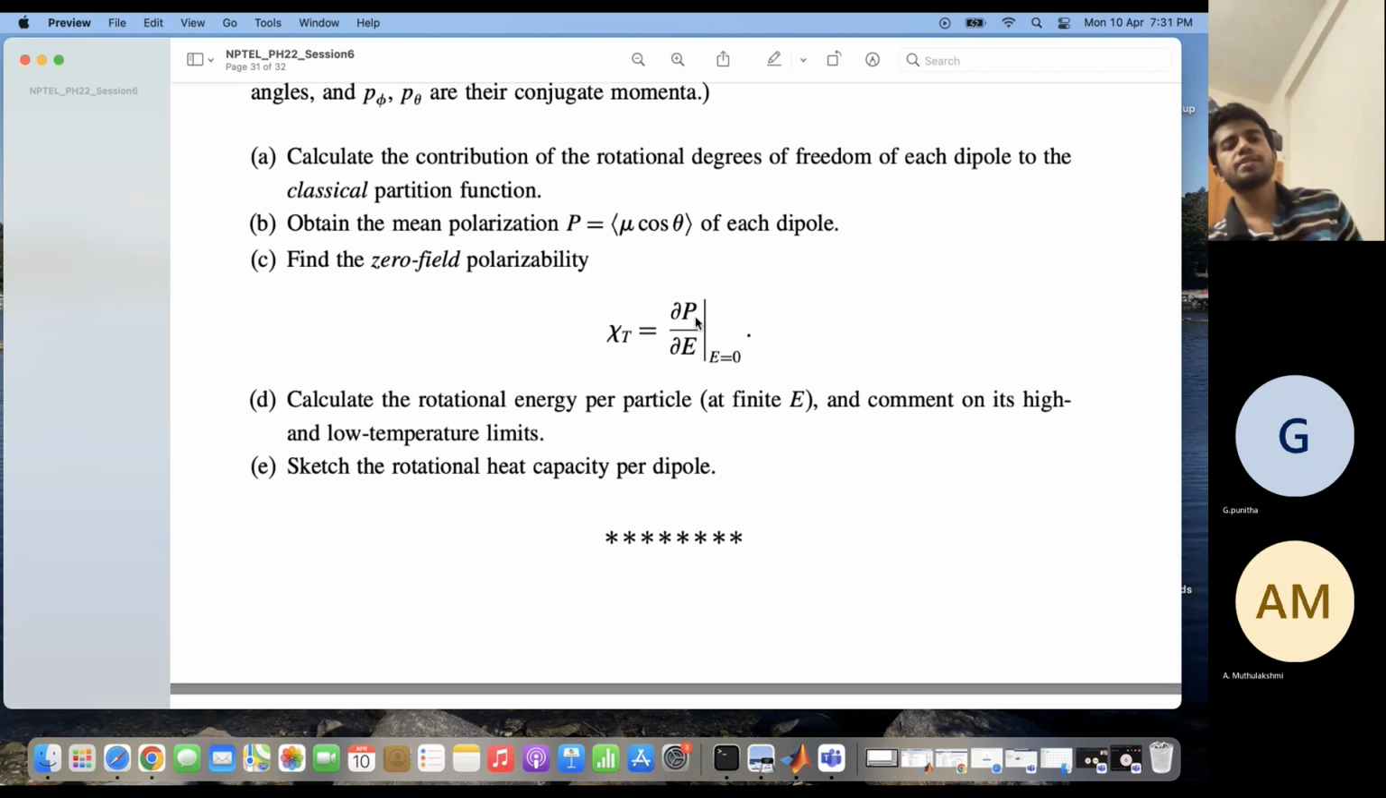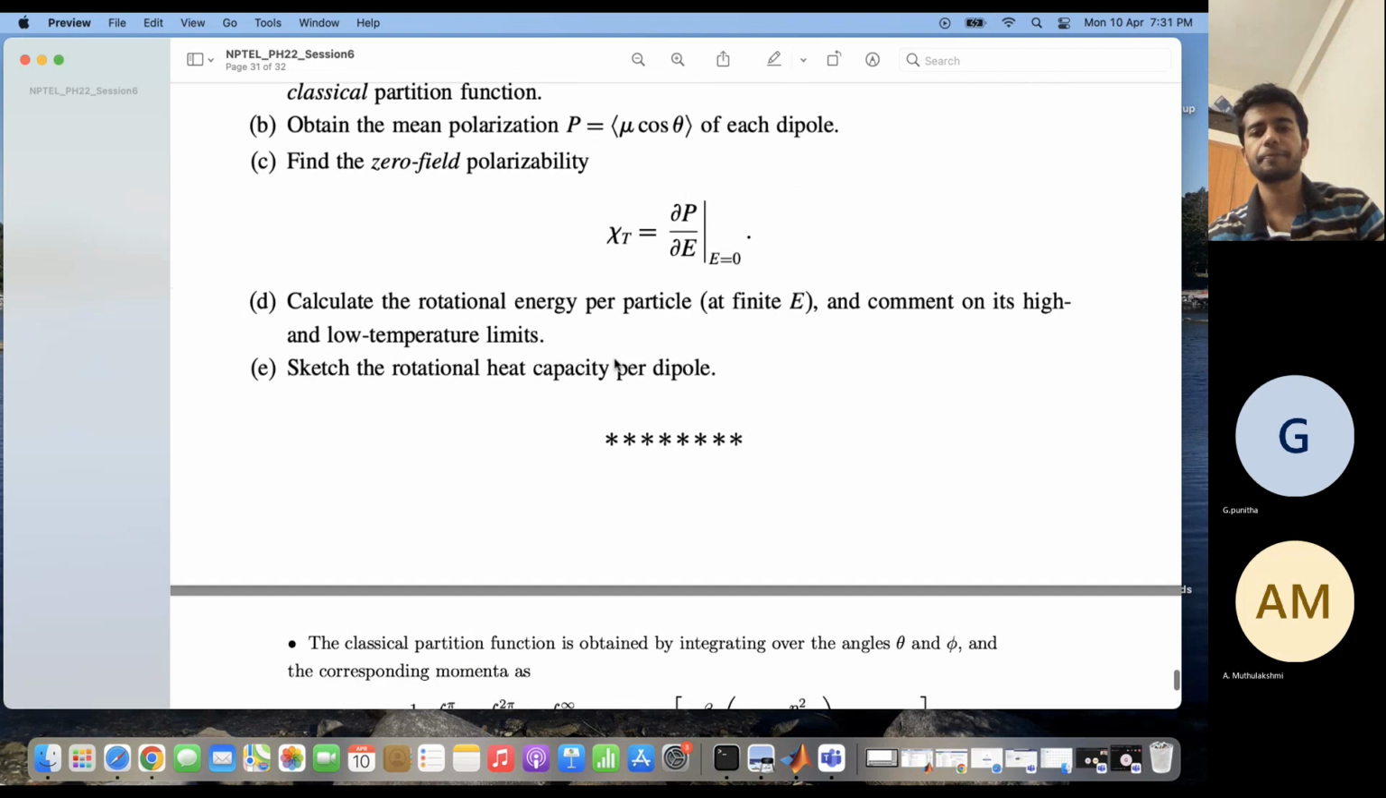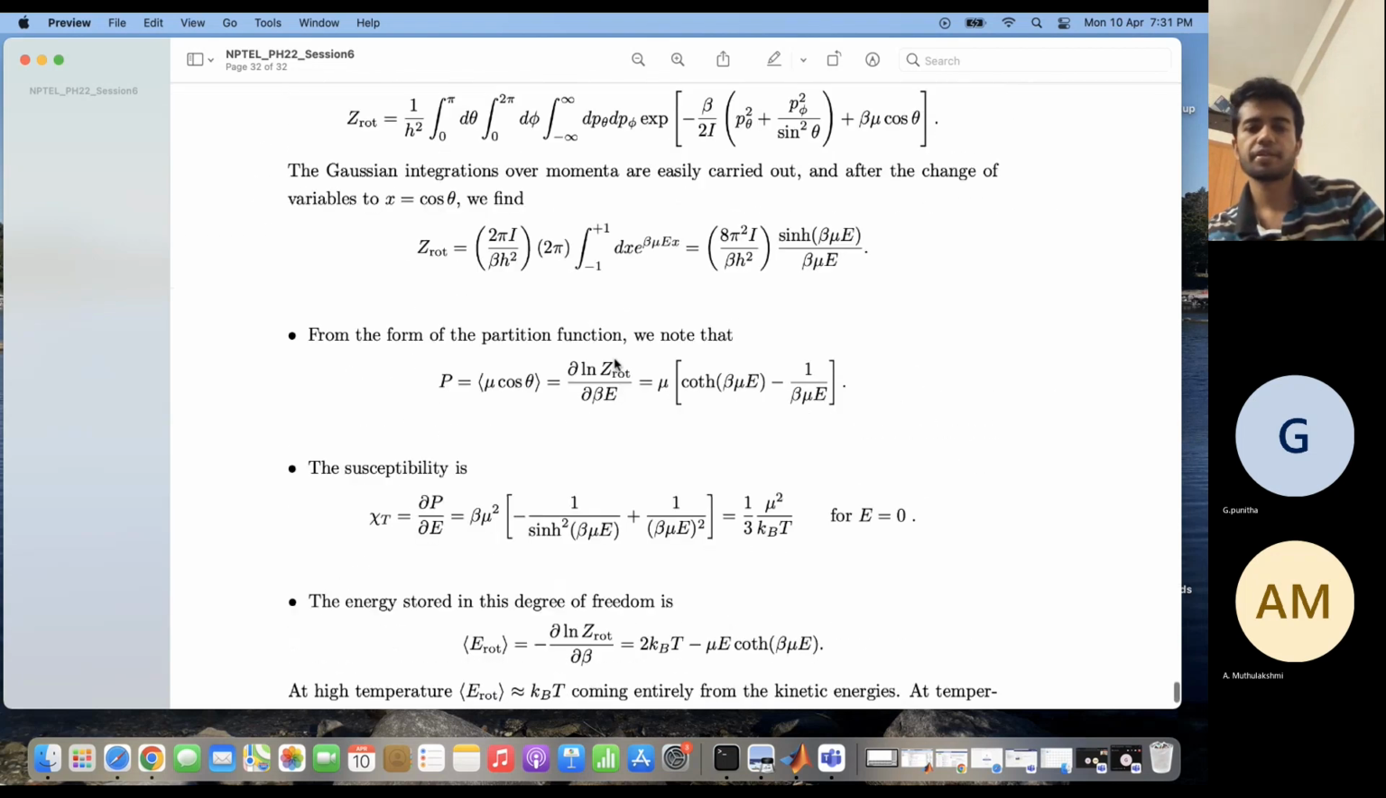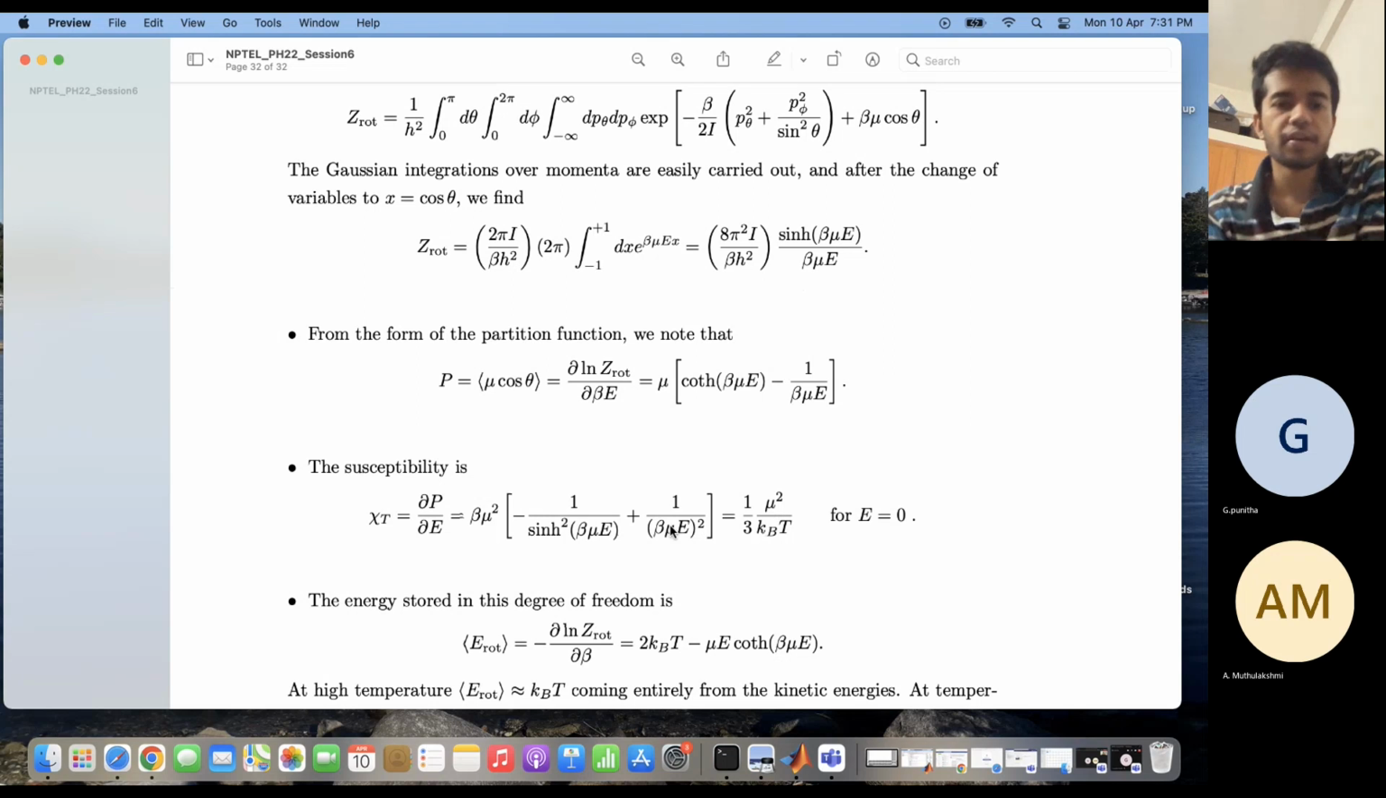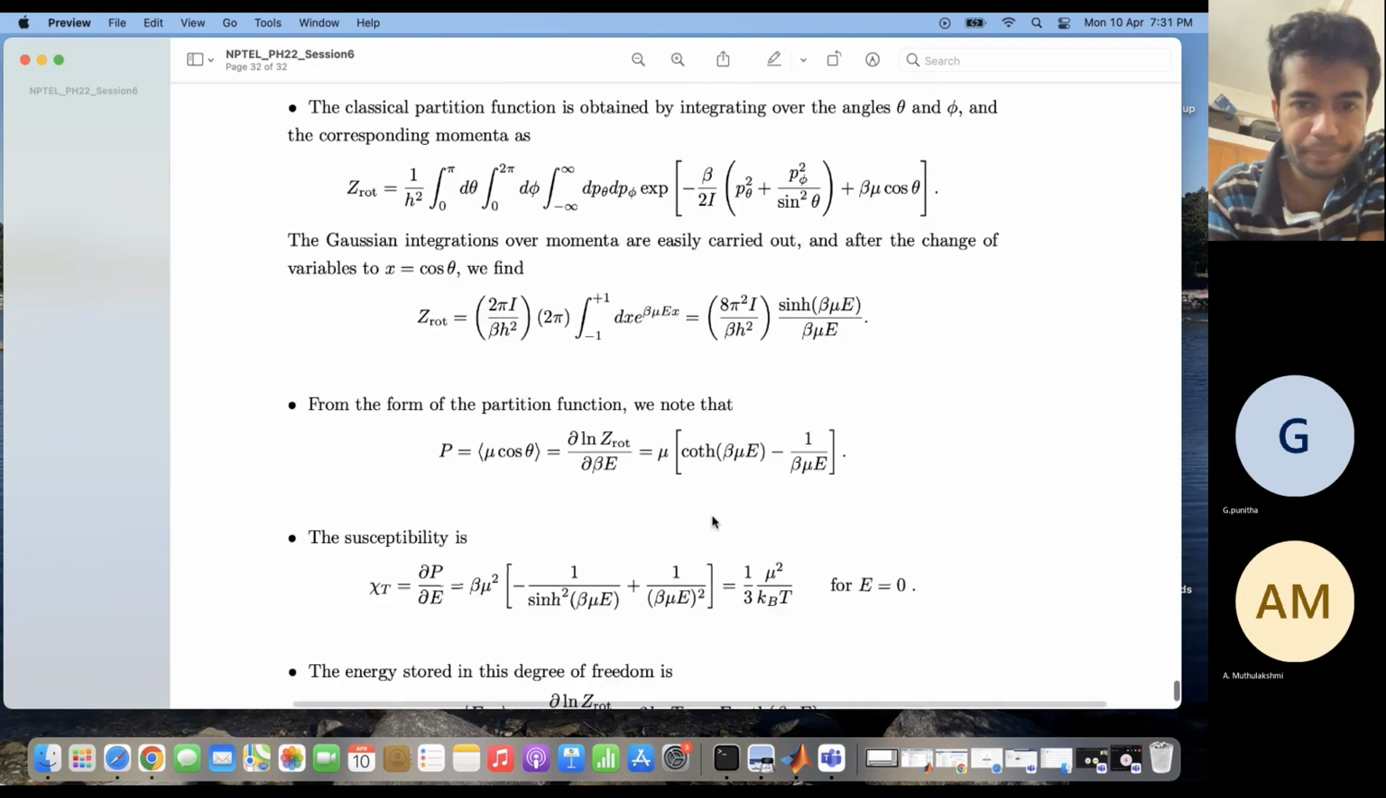Then the zero field polarizability is given by del P by del E. Just like we had zero field susceptibility for magnetic spins, here we have polarizability for a dielectric, for polar rods basically. Therefore, chi t is equal to del P by del E. If I take del E of this expression, I get mu squared by 3 kBT. Here also we see that the zero field polarizability falls off as 1 by T for E equal to 0.